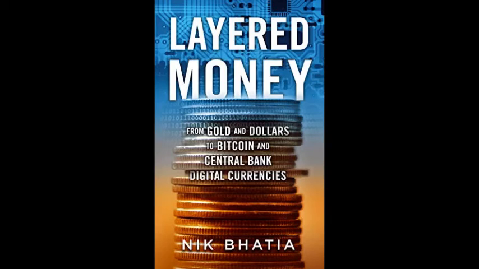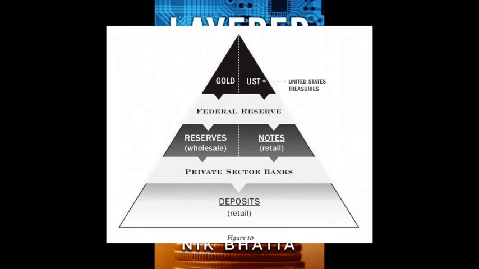With the creation of a central bank, the pyramid of layered money was clearly defined in the United States. In the first layer, there is gold and U.S. treasuries. In the second layer, there are reserves and notes. Reserves are wholesale money that are issued to private banks within the Federal Reserve's network. Notes are the U.S. dollars utilized by everyone.